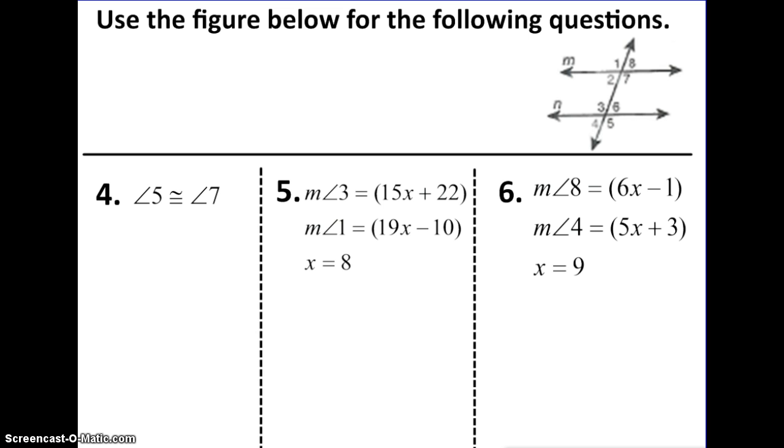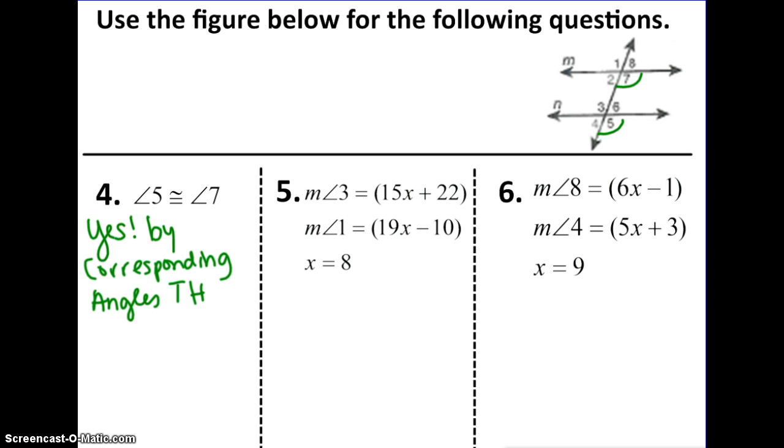Alright, so angle 5 and angle 7 are what we're given as congruent in question number 4. Yes, these are corresponding angles, and if we know they're congruent, then the two lines are parallel. So yes, by the corresponding angle theorem.